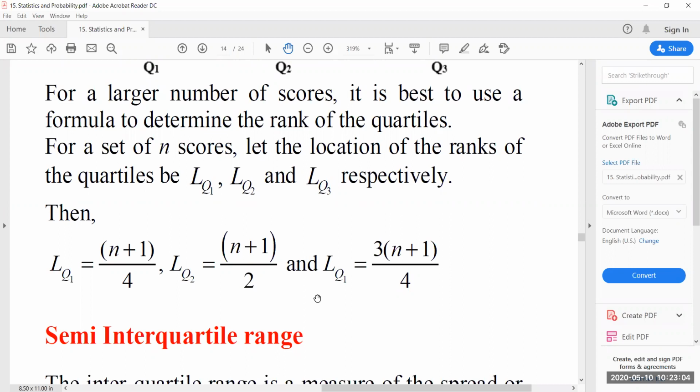So this is supposed to be Q3 here, right? So there's a little error there. Be mindful of that when you are doing your work, right? As you can see, it's Q3. And how do you find Q3? It's 3 into (n plus 1) over 4. Any questions there? No, sir. All right.